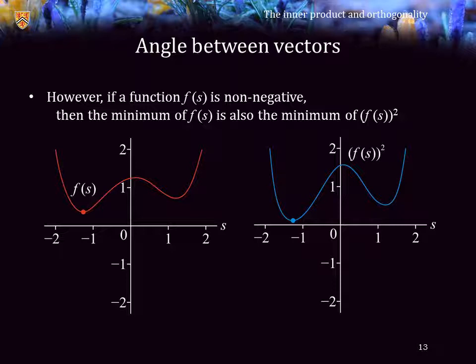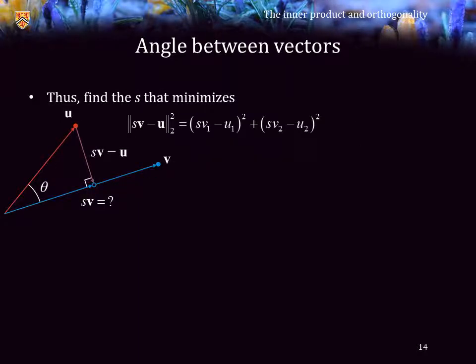Because we're going to square the expression. Thus, rather than finding the value of s that minimizes an expression that has a square root, we are now finding the minimum of this expression here, which is just a quadratic. And remember that u and v are given, so u1, u2, v1, and v2 are known values. The only unknown is s.